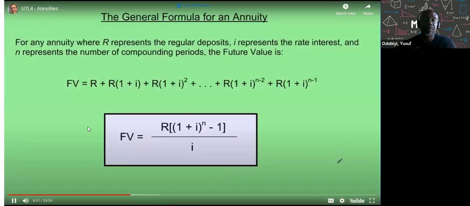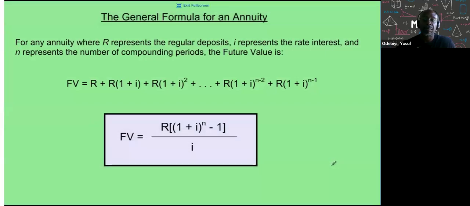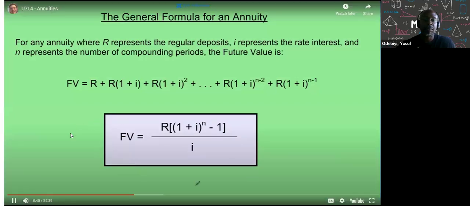And so this leads us to our general formula for an annuity. For any annuity where R represents the regular deposits, I represents the rate of interest, and N represents the number of compounding periods, we can find the future value of an annuity as this equation.